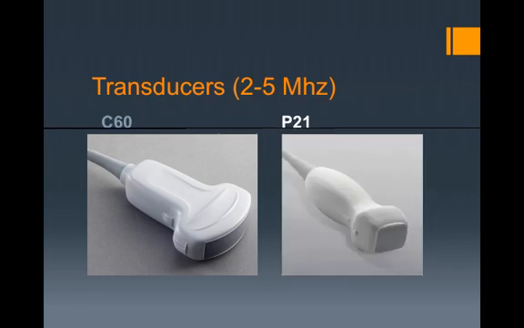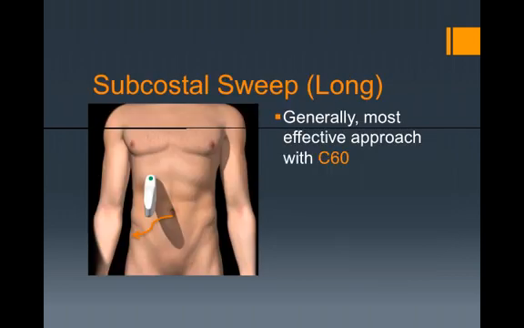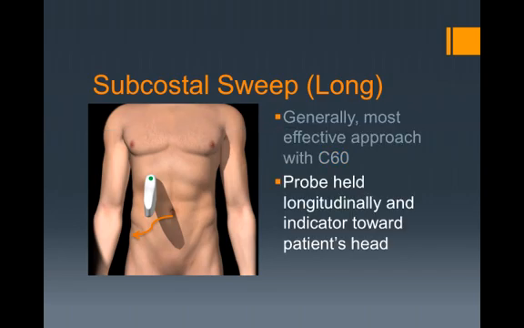improved with better resolution. The microconvex or phased array probe, the P21, the same probe utilized in the E-FAST examination during traumas, may be used to image a gallbladder located posterior to the ribs. The gallbladder is identified with 3 basic approaches: the subcostal sweep, the X-7, and the flattened probe approach. The subcostal sweep is generally the most effective window and should be attempted first with the C60 probe.